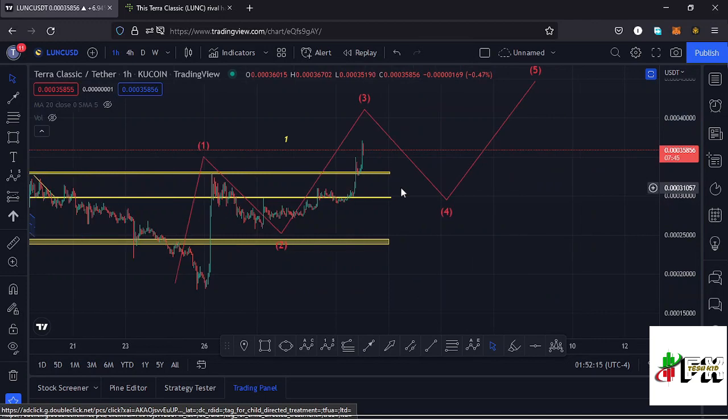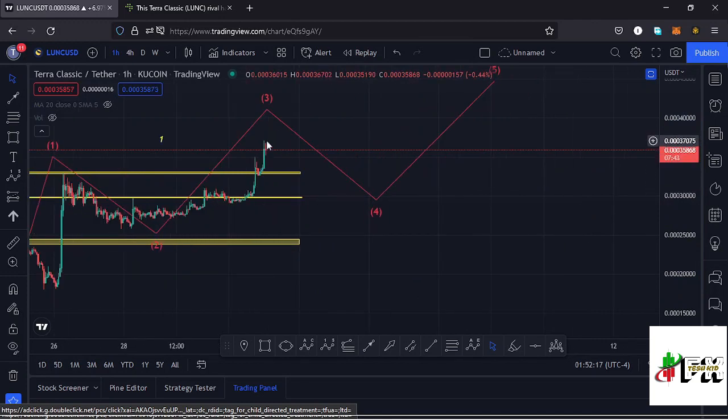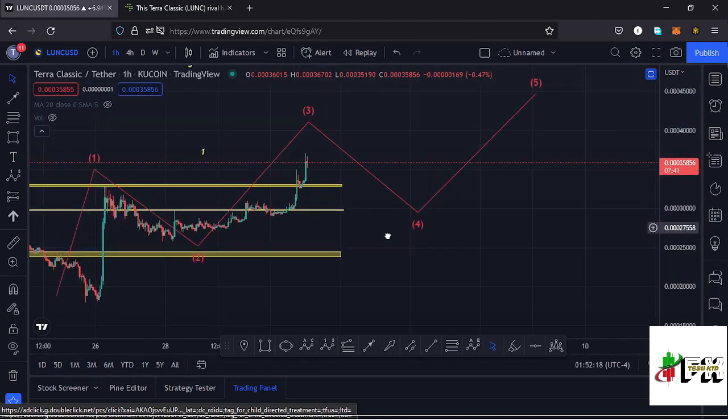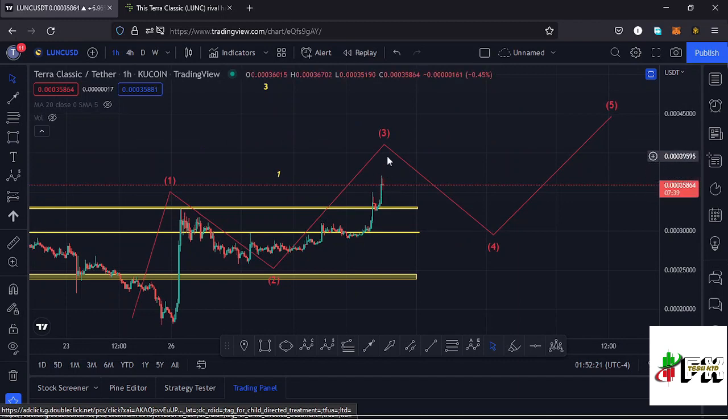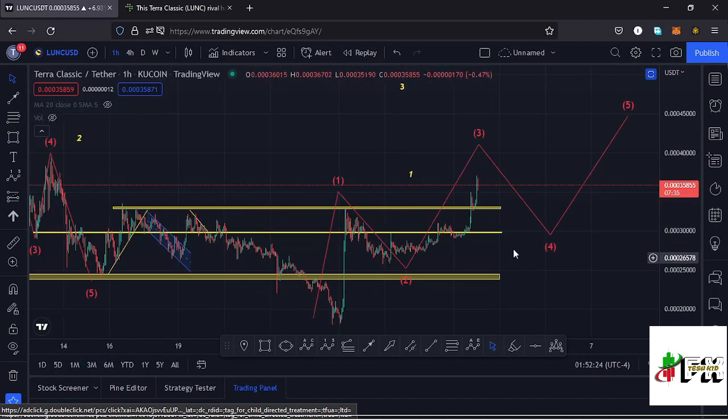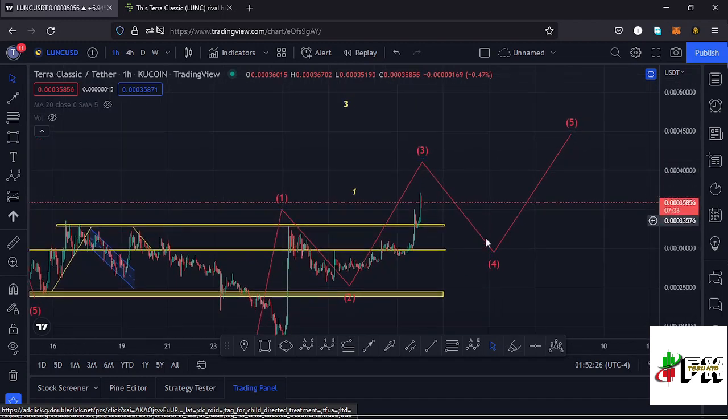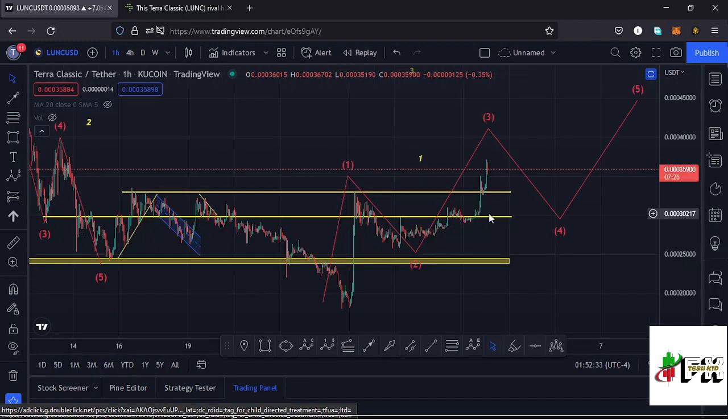So let's be patient and see how that plays out, but it's good that you know that very soon we are going to see a bit of a pullback here on the Lunc chart. It's not going to just push to the upper side and maybe take us to an all-time high. That is not going to happen. We are going to see pullbacks here on the Lunc chart, and that's the update for Lunc.